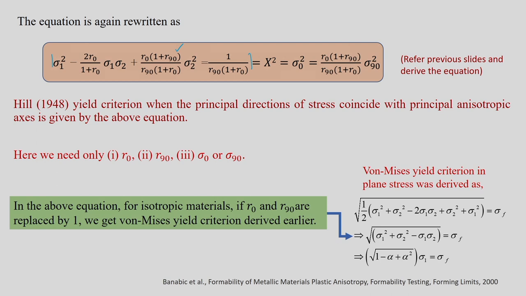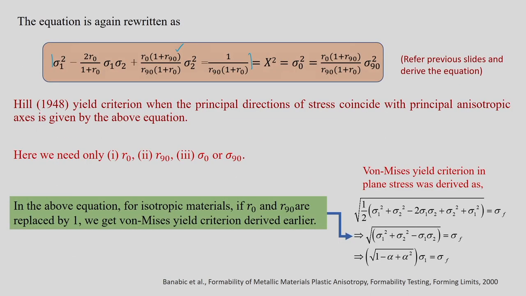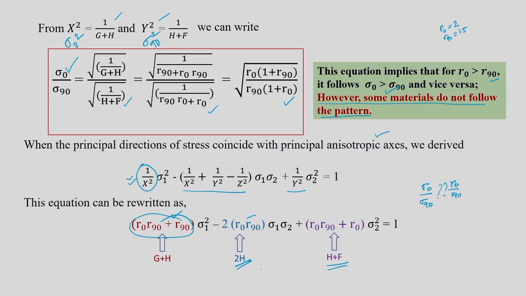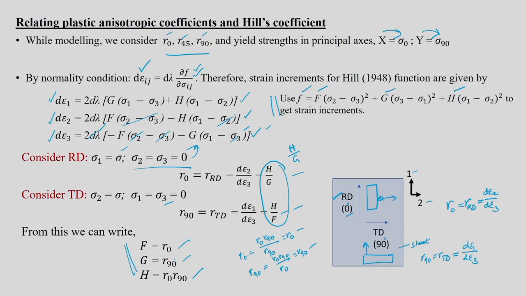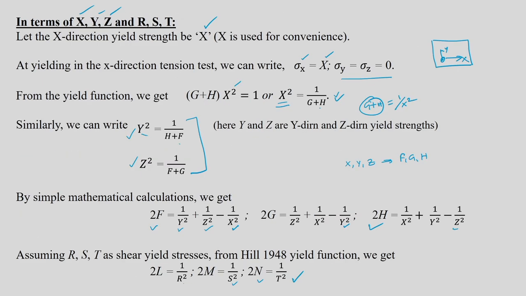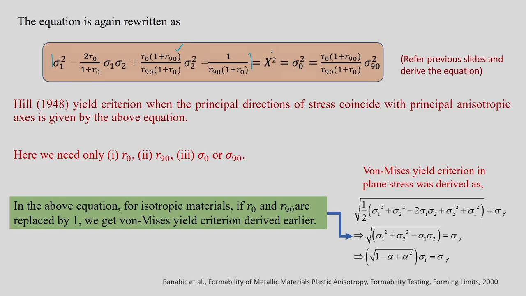So, 1 by R0 into 1 plus R0, what is it? 1 by R90 plus R0 R90. R0 R90 means G plus H, no? G plus H, 1 by G plus H is X square, isn't it? 1 by G plus H is X square, correct. So, now I am going to rewrite this as X square.